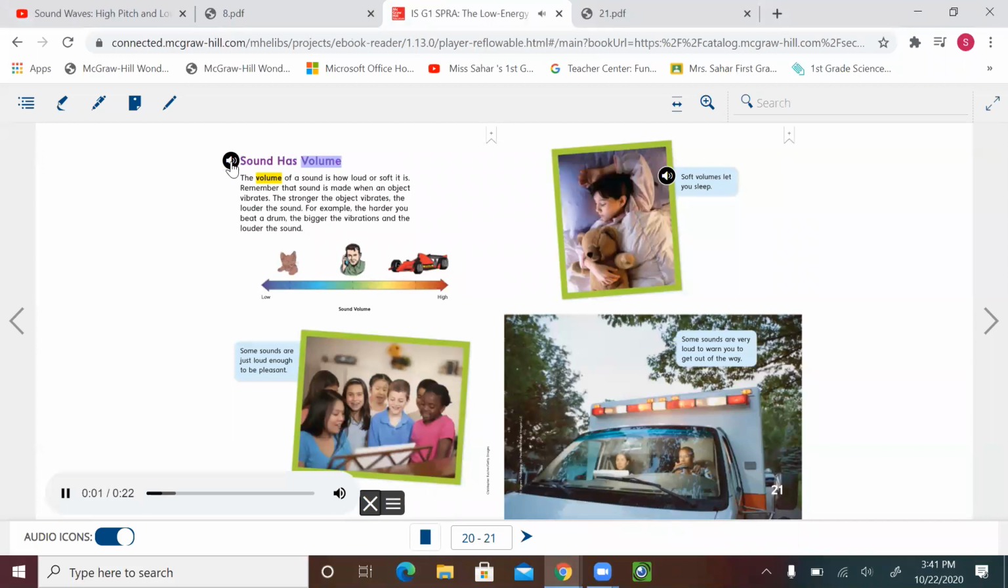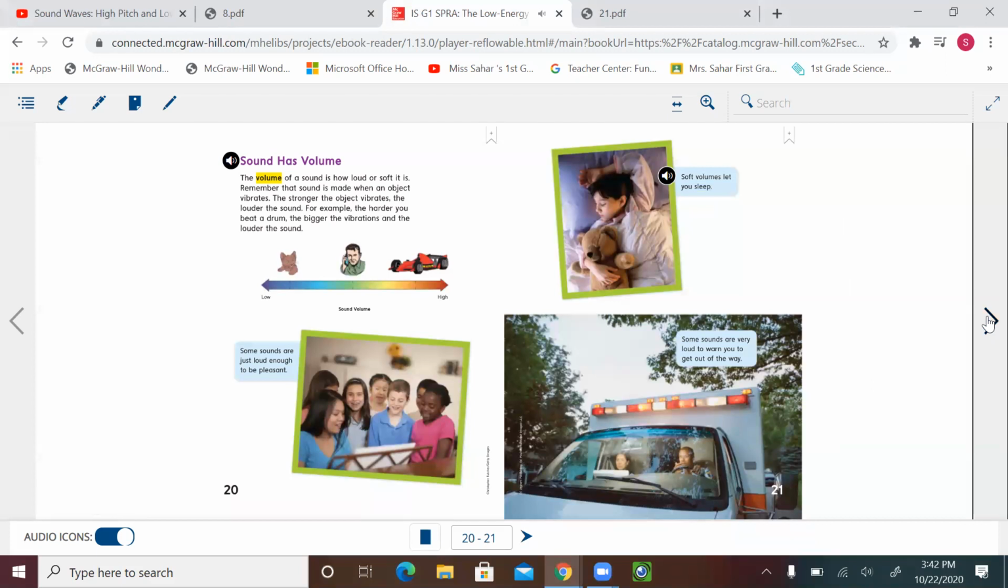Sound has volume. The volume of a sound is how loud or soft it is. Remember that sound is made when an object vibrates. The stronger the object vibrates, the louder the sound. For example, the harder you beat a drum, the bigger the vibrations and the louder the sound. Some sounds are just loud enough to be pleasant. Very good. Let's go for next. Soft volumes let you sleep. Some sounds are very loud to warn you to get out of the way, as we see here on the ambulance. Next.